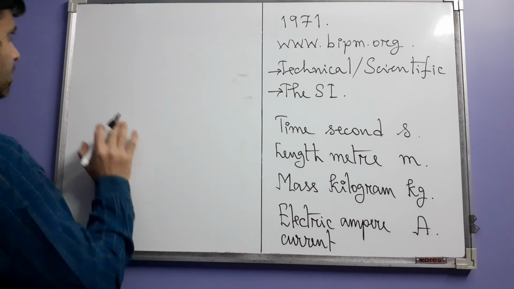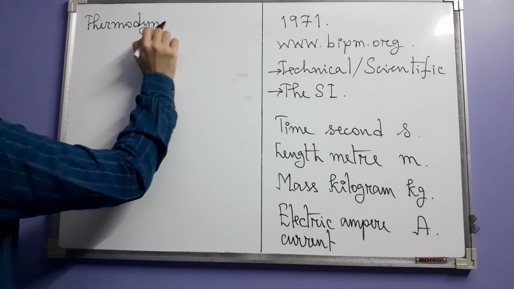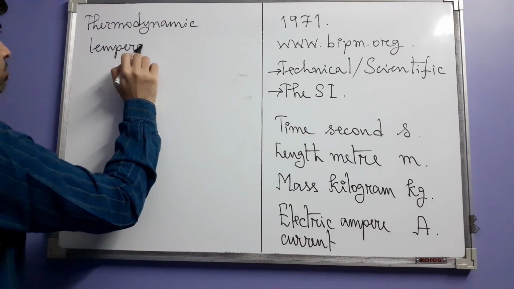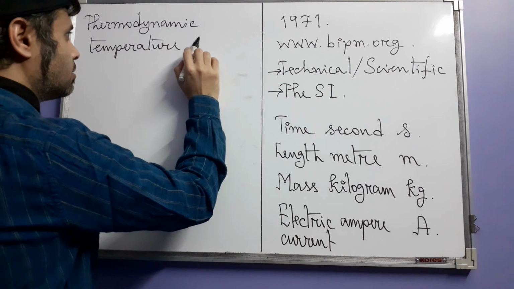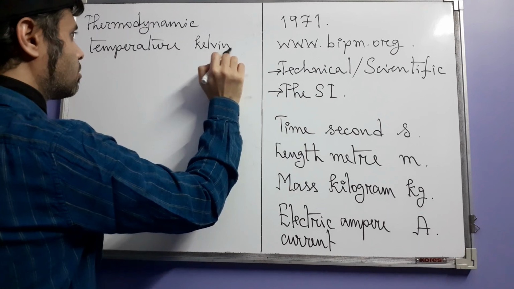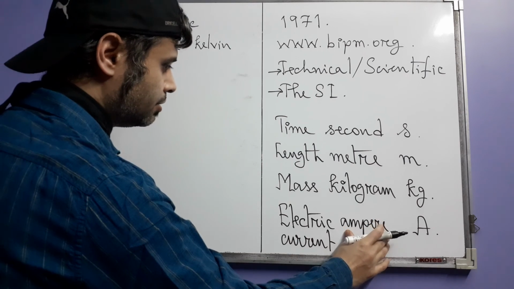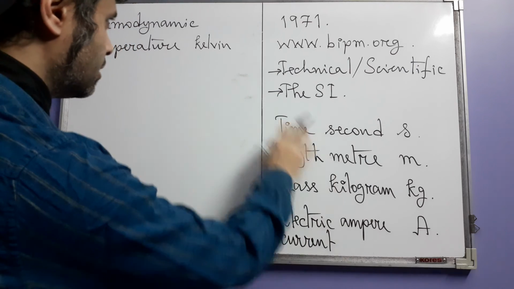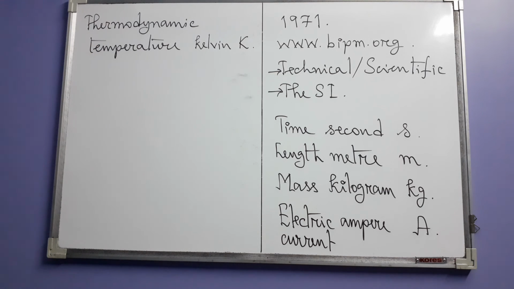So after electric current you have thermodynamic temperature, and the SI unit for this is Kelvin. You do understand or already know that these units have been named after physicists, ampere, Kelvin, and the symbol here is capital K. This is for thermodynamic temperature.